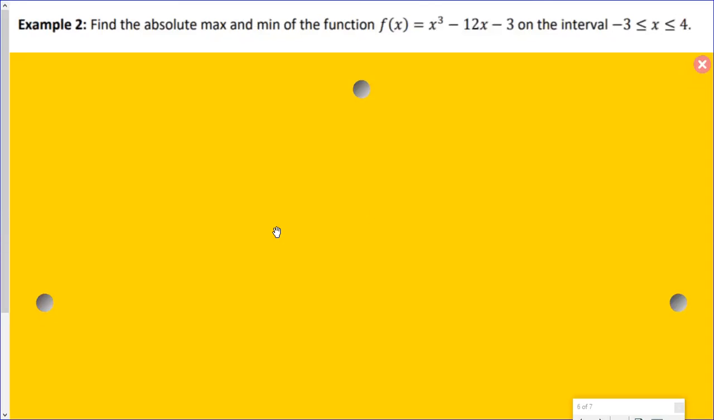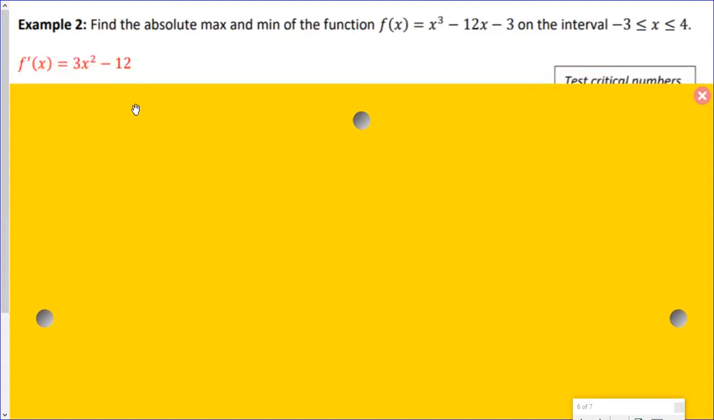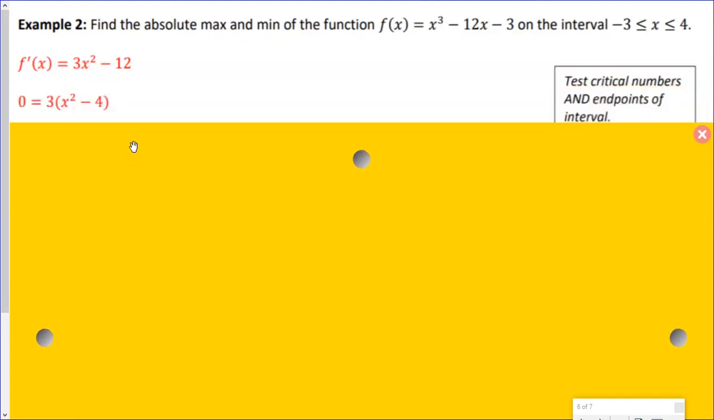Find the absolute max and minimum of the function on the interval between -3 and +4. Our first couple of steps are the same. Step 1 is always take the derivative. Here we're using the power rule to take the derivative. Then we are going to factor. I'm going to take the greatest common factor out. That makes this more simple to factor.